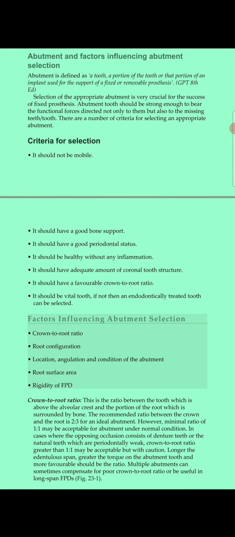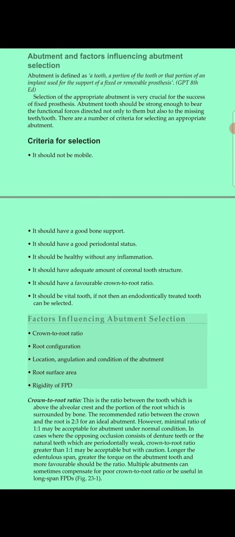Now how do we define abutment? Abutment is defined as a tooth or a portion of a tooth, or that portion of an implant, used for support of a fixed or removable prosthesis. This is the definition of abutment. Now come to the selection. Selection of the appropriate abutment is very crucial for the success of the fixed prosthesis. The abutment tooth should be strong enough to bear the functional forces directed not only to it but also to the missing tooth or teeth, the pontic. There are a number of criteria for selecting an appropriate abutment.